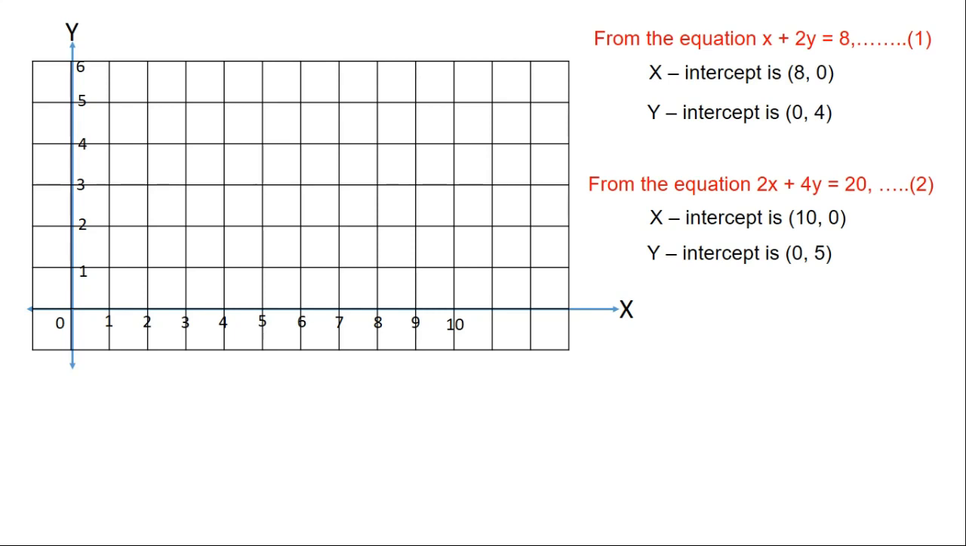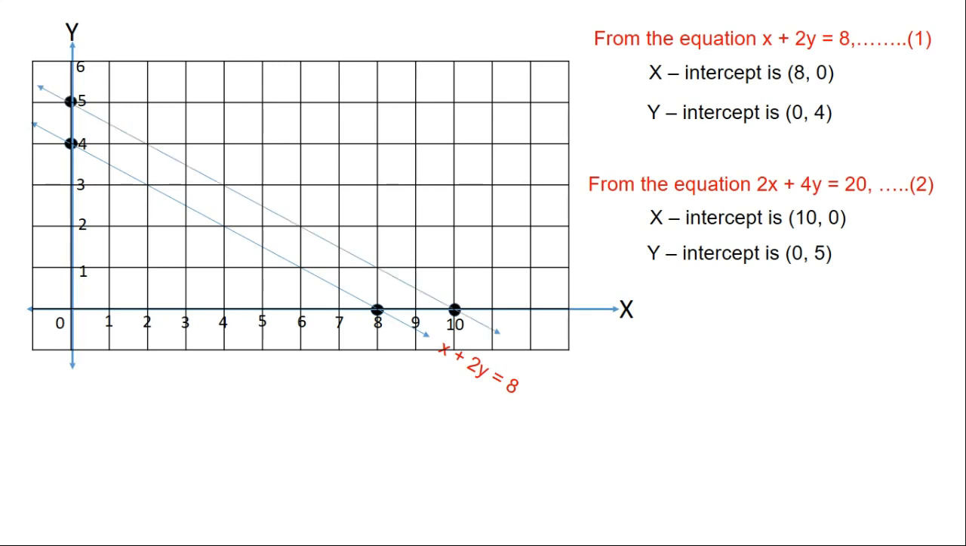The x-intercept is (8, 0), and the y-intercept is (0, 4). So this is the straight line that shows equation 1, which is x plus 2y equals 8. Let us plot equation number 2 on the coordinate plane. The x-intercept is (10, 0), and the y-intercept is (0, 5).